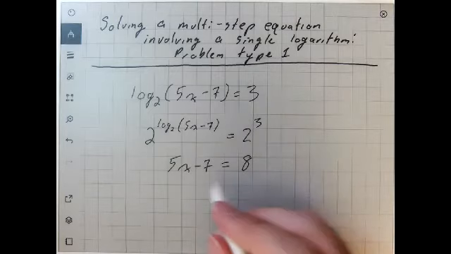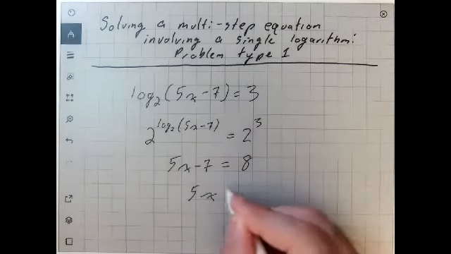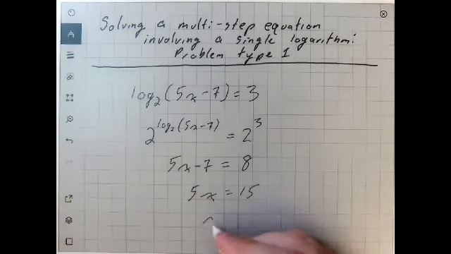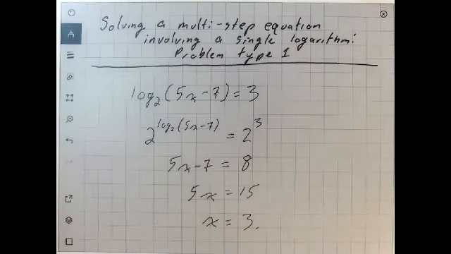Add 7 to both sides of the equation, and divide by 5 to get that x is 3. That's really all there is to these equations.